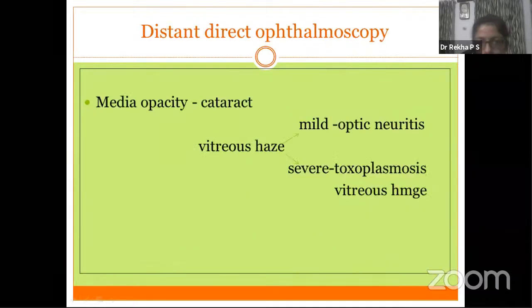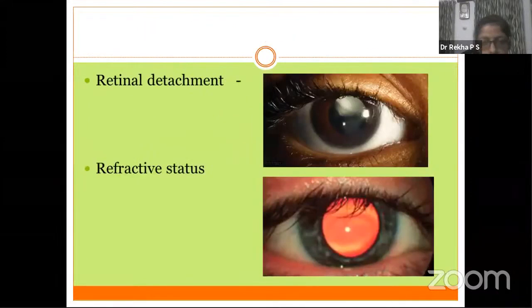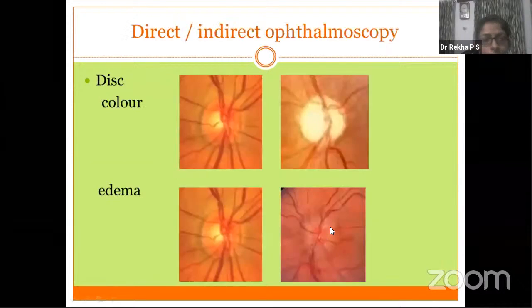So the aim of distant direct ophthalmoscopy is to detect media opacities like cataract or vitreous haze, and you can get a gray reflex in retinal detachment, and you sometimes get a gross idea about the refractive status. Now, fundus examination can be done using direct or indirect ophthalmoscopy. Nowadays, we are not preferring direct ophthalmoscope because of the close contact.